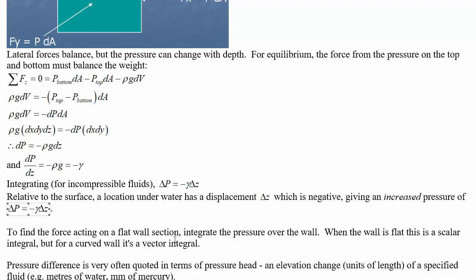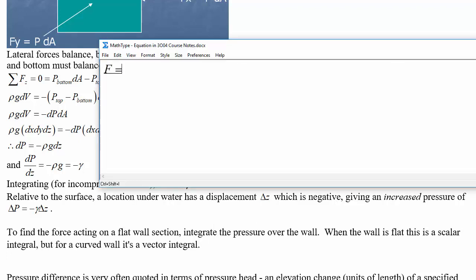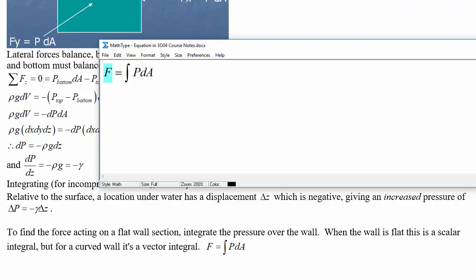To find the force acting on some wall of the flat section, all you do is integrate the pressure over the wall. And this is pretty easy when the wall is flat compared to what it's like when the wall is curved, because when it's curved, then it's a vector integral. And that's because when we say that force is equal to the integral of pressure over the area, force is actually a vector. So we really should be saying that force is equal to the integral of, well, how are we going to get a vector over here? It's not the pressure that's the vector, it's actually the area.